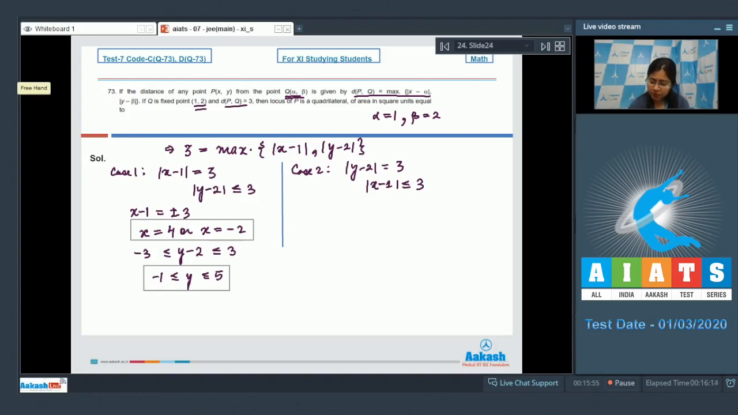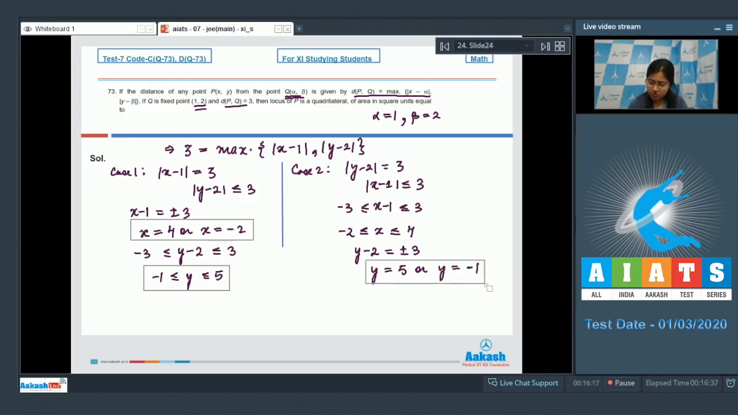Now case 2, it says x minus 1 will belong from minus 3 to 3, that is x will belong from minus 2 to 4. Also mod y minus 2 is equal to 3, that is y minus 2 is equal to plus minus 3. So y is equal to 5 or y is equal to minus 1. So the solutions that we get from here are these. Now we have to plot this in the coordinate axis.